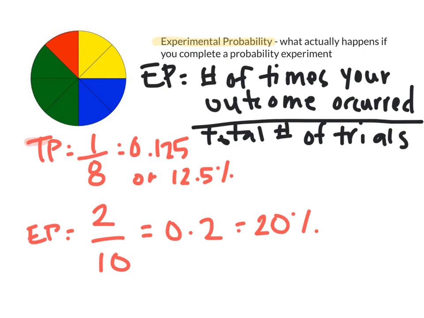I would have lots of questions if you spun the spinner 10 times and 9 out of 10 times you landed on red. That doesn't make a lot of sense. So you can kind of see how the two are related. Theoretical probability is the math behind what we think would happen, and experimental probability is what actually happened: what percent of the spins landed on your desired outcome, or the color that you were wanting to look at.